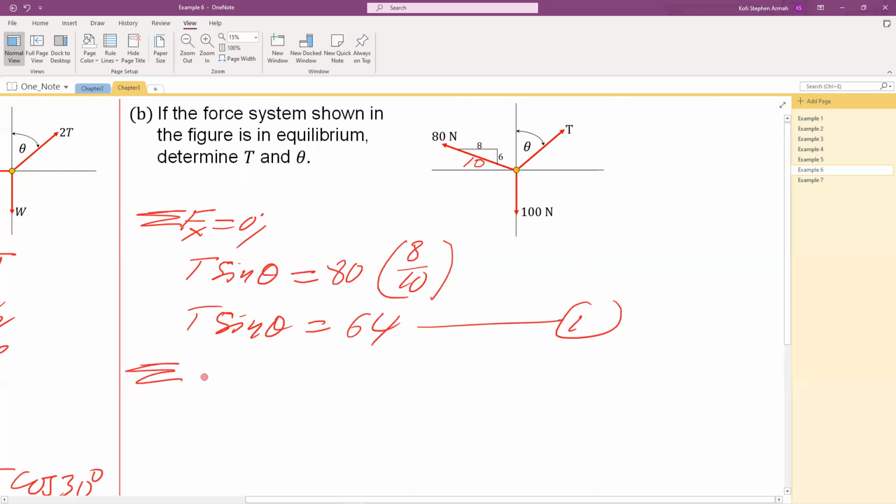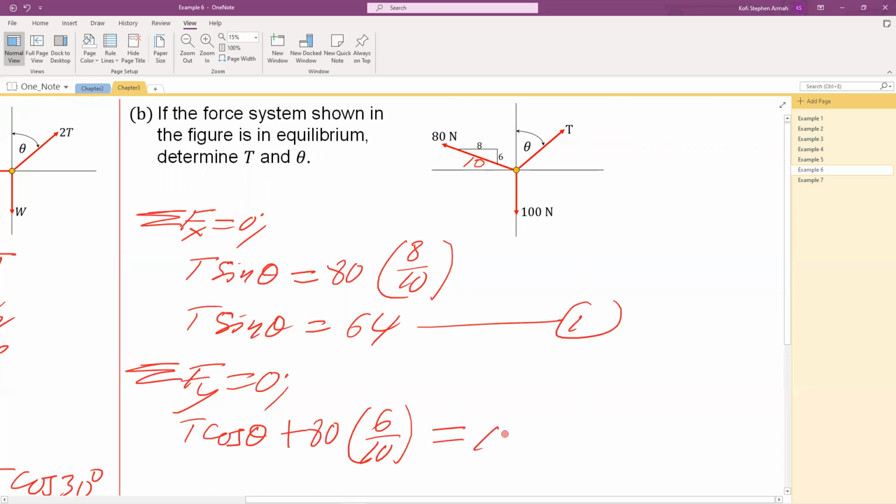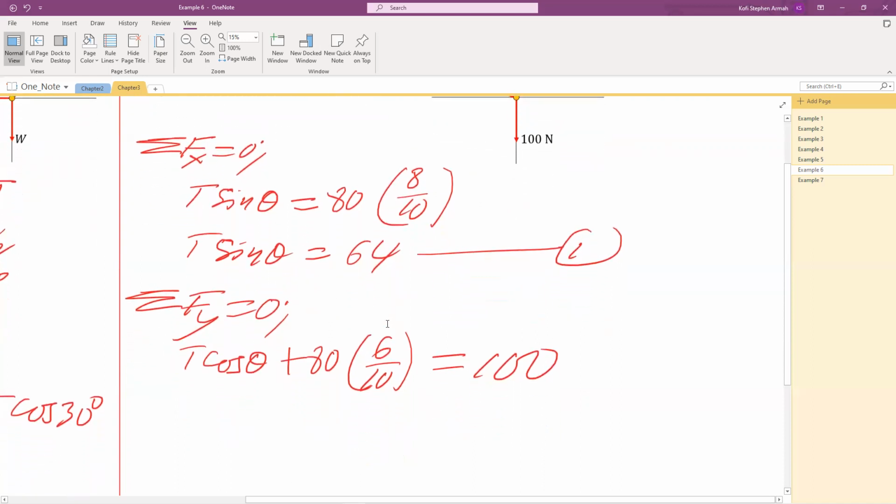Then you go to summation of forces in the y equal to 0. And here we're going to take this and this half component going up equal to this. So let's do that. So I have T cosine theta plus 80 times 6. You don't have to think. If this 8 over 10 for this side, then the other side will be 6 over 10. And this is equal to 100. So I'm adding these two, the component of these two going up equal to the component coming down. Let me simplify a bit and make that the subject.